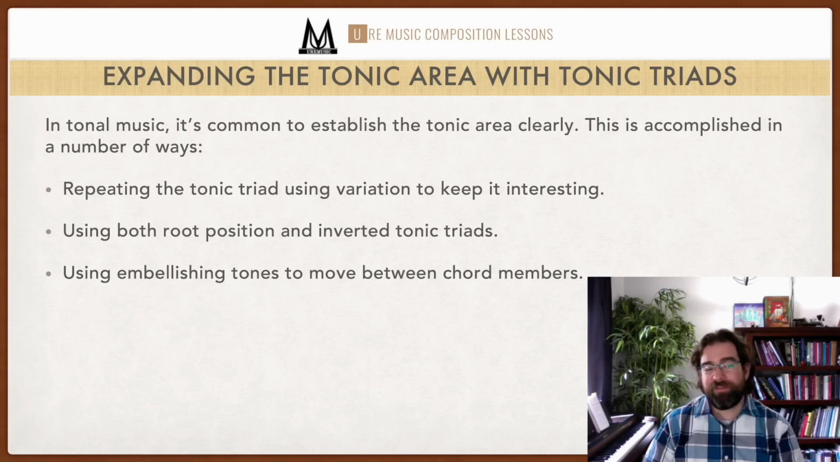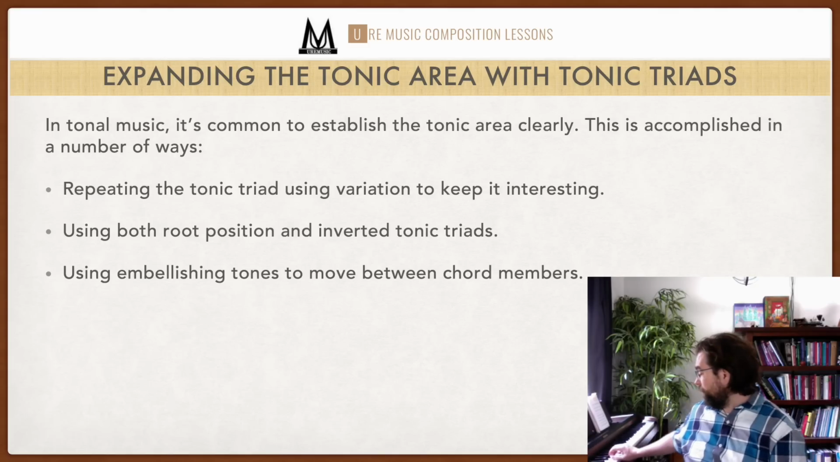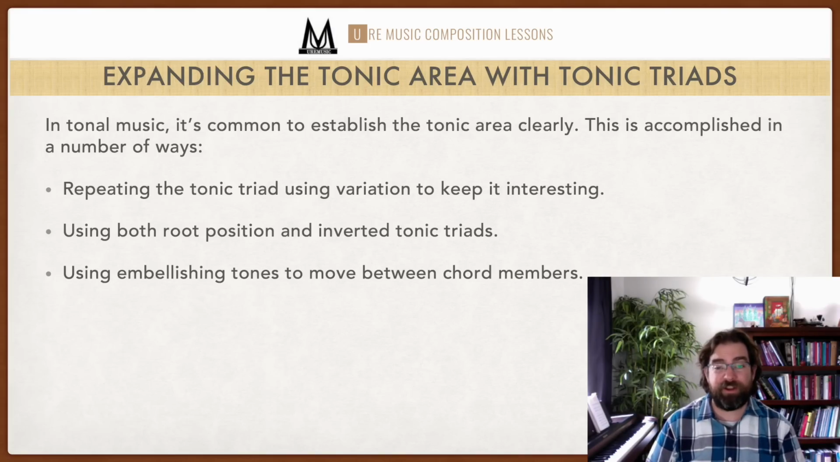So in tonal music, it's common to establish the tonal area clearly, so the tonic area. We can accomplish this in a number of ways. We can repeat the tonic triad using variation to keep it interesting. So you could have a C chord. You could then play it in first inversion. Very uncommonly, you might go to a 6/4 chord. But these are all just basically 1 chords, revoiced in different ways, right? That's one way to keep that tonic area just a little more interesting.